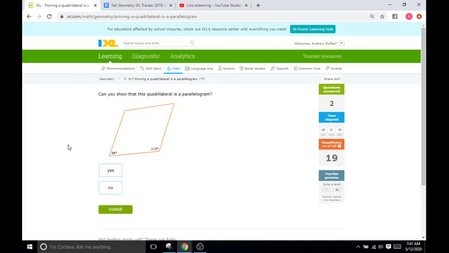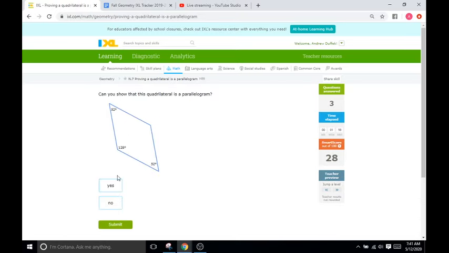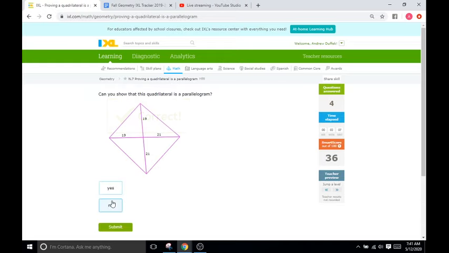Can you show that this quadrilateral is a parallelogram? 66 plus 113 is not 180 degrees, so no. And 52 plus 128 is 180 degrees, and the opposite is 52, so that works out, yes. Okay. Can you show that this quadrilateral is a parallelogram?